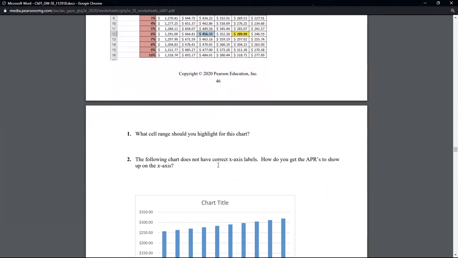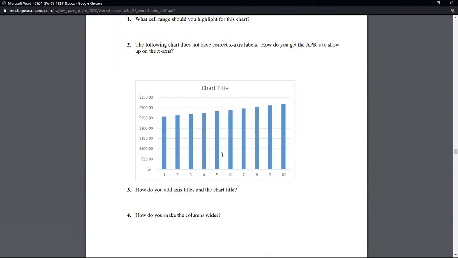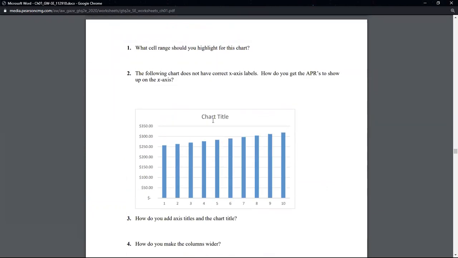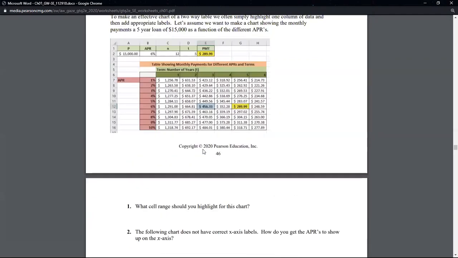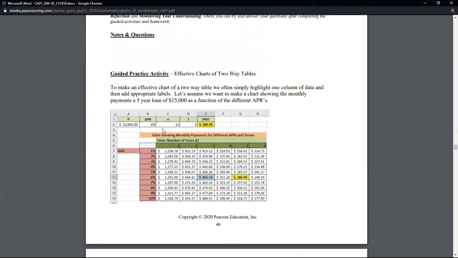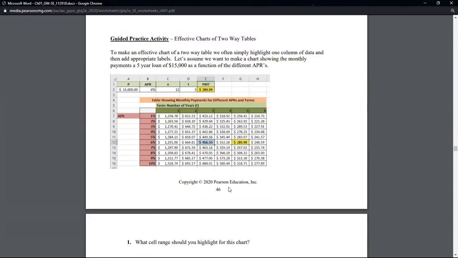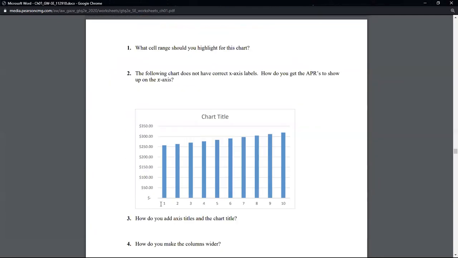The following chart does not have the correct x-axis label. How do you get the APRs to show up on the x-axis? So here's the chart title, the chart that they want you to make. But unfortunately, when you do it that way, because you didn't highlight these as well using control to separate the different sections, it just says 1 through 10 instead of like 1%, 2%, 3%. Now, it's a coincidence that these are the appropriate numbers without the symbol, but that's just a coincidence.